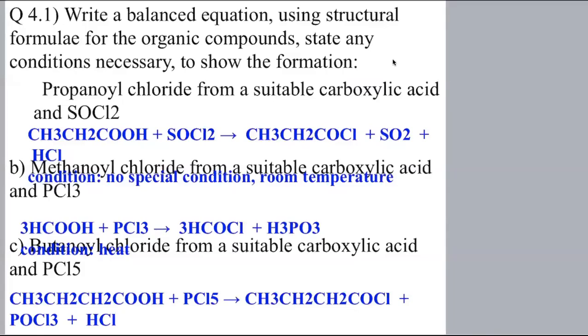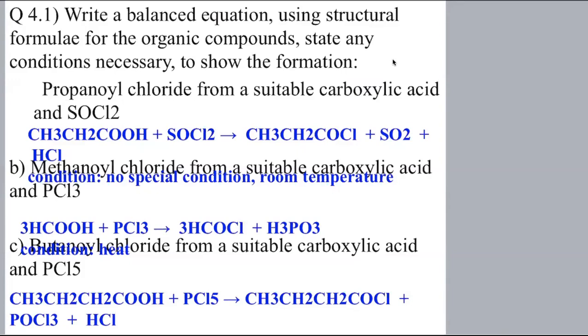Okay, Bismillahirrahmanirrahim. So last time we looked at the reactions to produce an acyl chloride. An acyl chloride is a new functional group that you have met. It consists of a carbonyl, C double bond O, an alkyl group attached to it, and also a chloride.